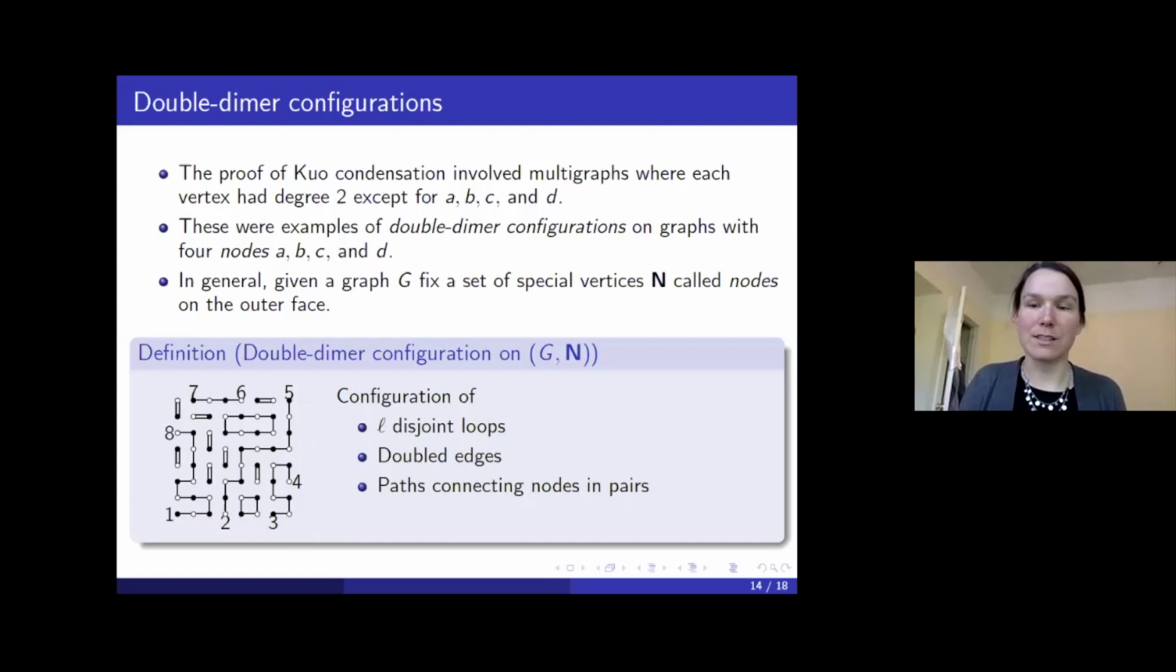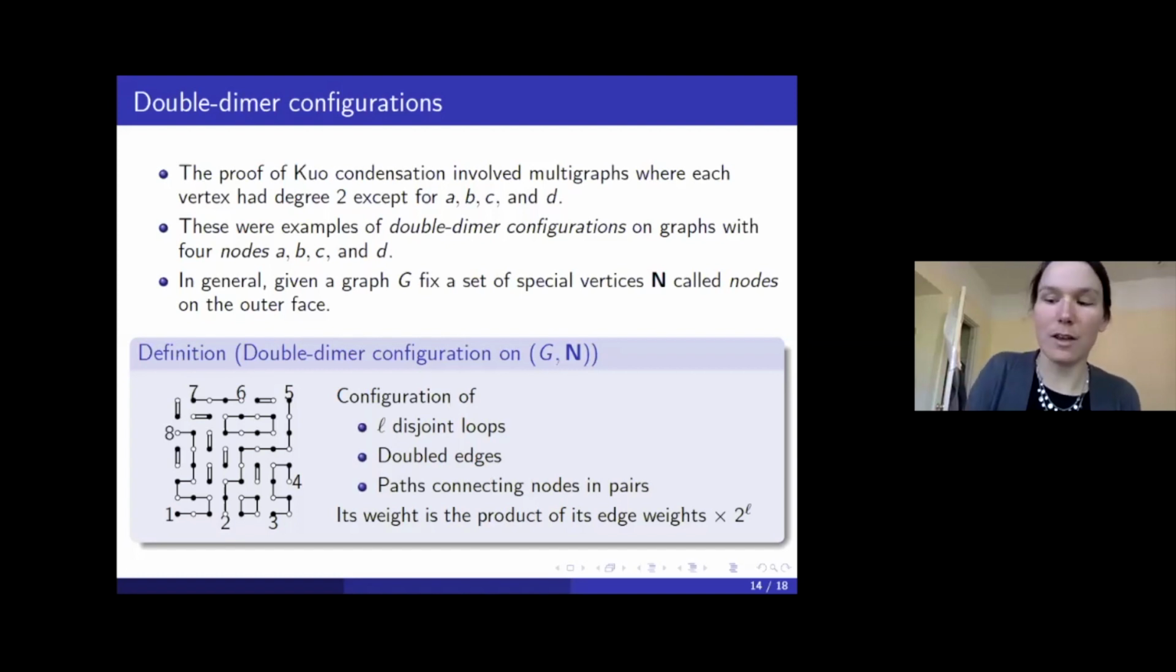And just like the weight of a matching is the product of the edge weights, the weight of a double dimer configuration is the product of its edge weights times 2 to the L, where L is the number of loops in the configuration. And that 2 to the L factor comes from what we saw in Kuo's proof: you can decompose a double dimer configuration into 2 dimer configurations, but when you do that, you have a choice whenever you have a loop for how to do that decomposition. Okay.